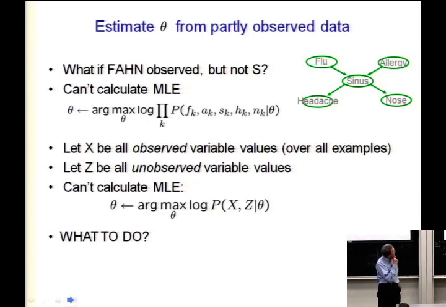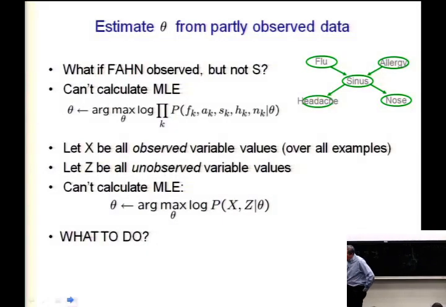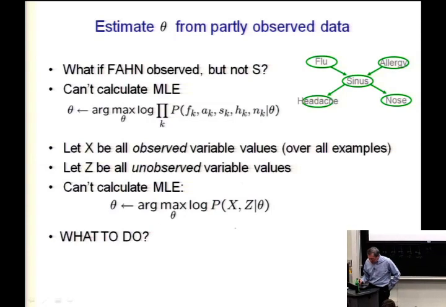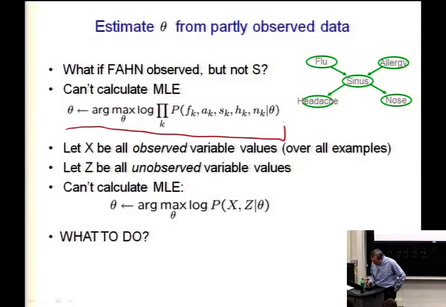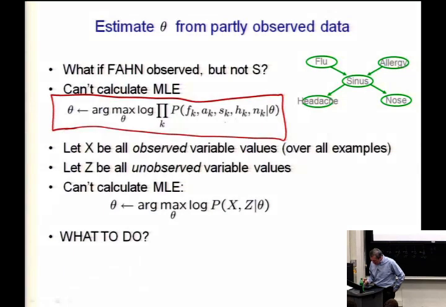Then what do we want to do? So we just went through what we would do if it was fully observed. We would get our maximum likelihood estimate. But here, let's consider what's really happening. We can't really calculate this anymore because we don't really know, if K is the index for the different training examples, for some of the training examples, we don't actually have all 5 of these values.